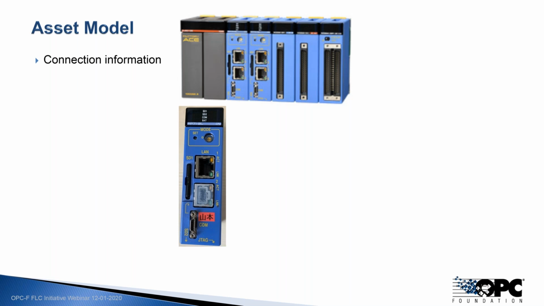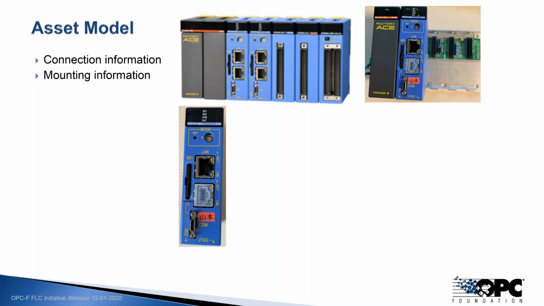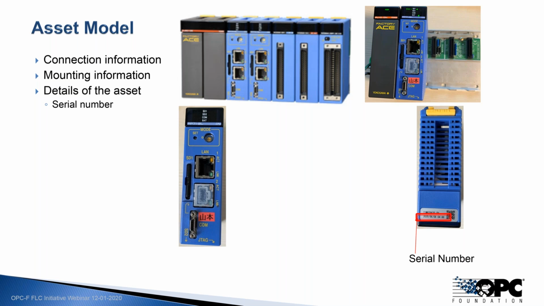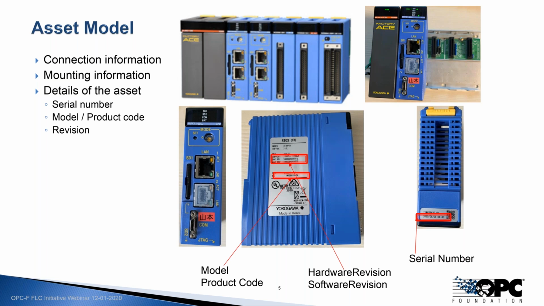So the asset model has connection information in it, so I can illustrate what sort of connections I have. I can describe how the device is actually mounted, where it is, what the connector is that it's using. I can have a bunch of actual information about the asset itself, say the serial number, maybe product code information or hardware version information, model information. So this is all information pertinent to this asset. And it's important in some cases to actually have this information available when we're establishing communications.